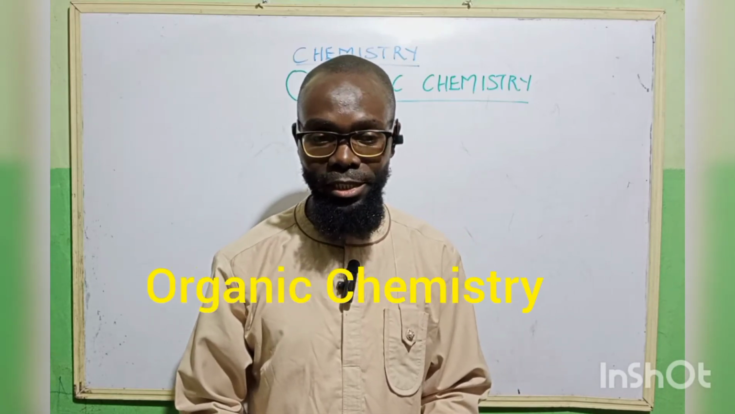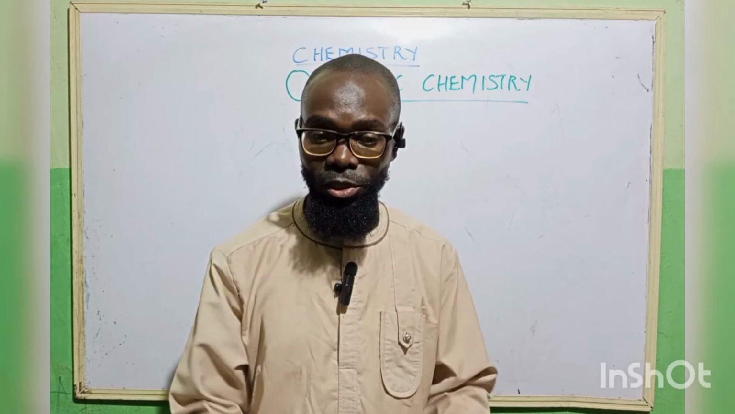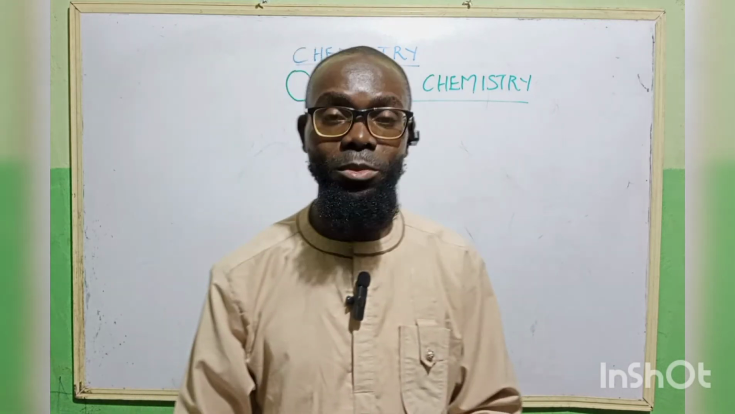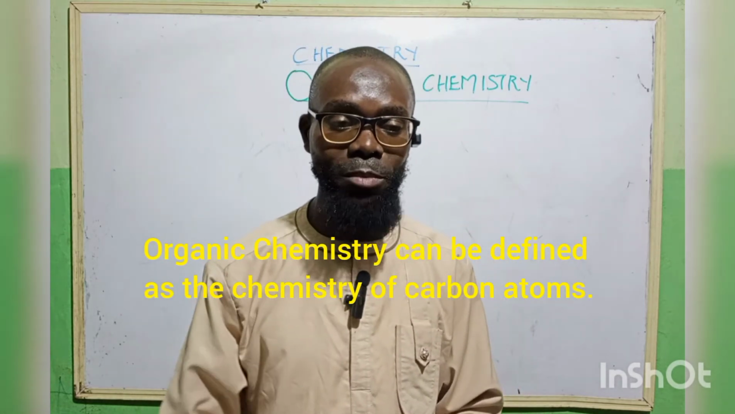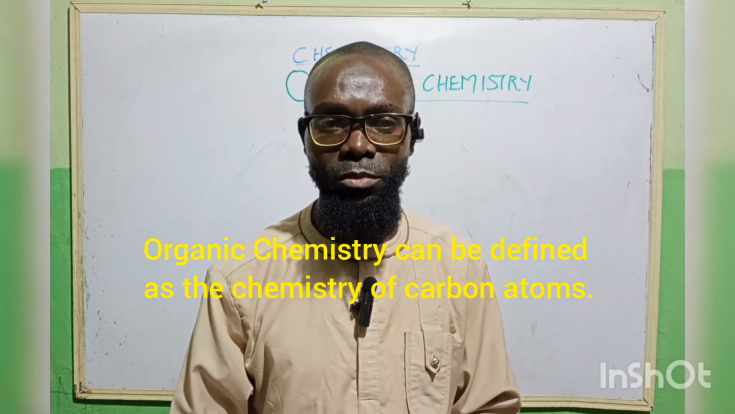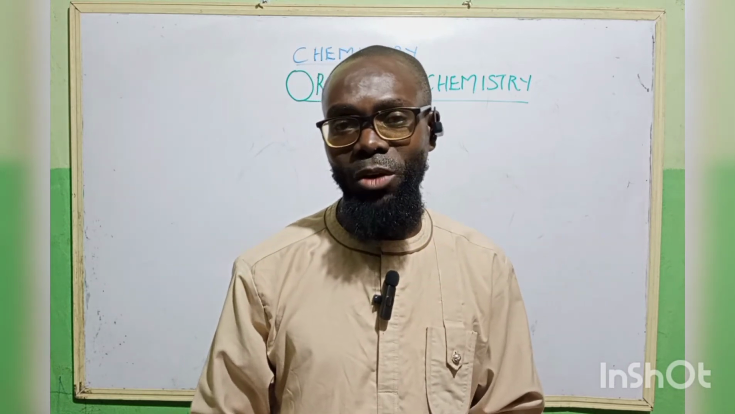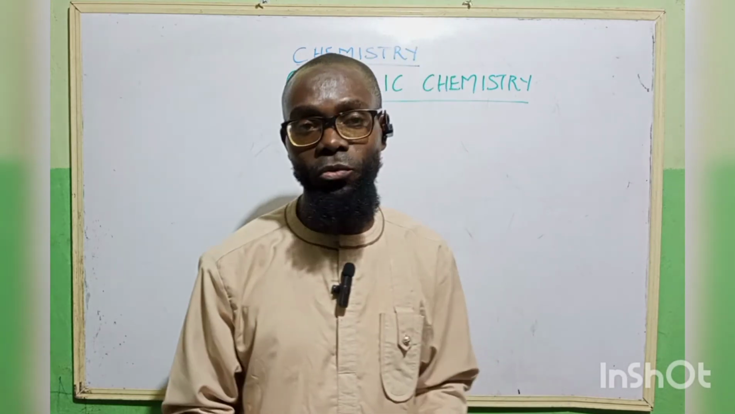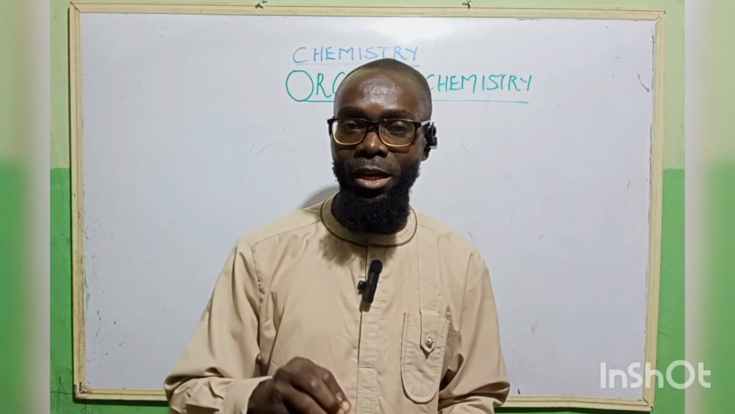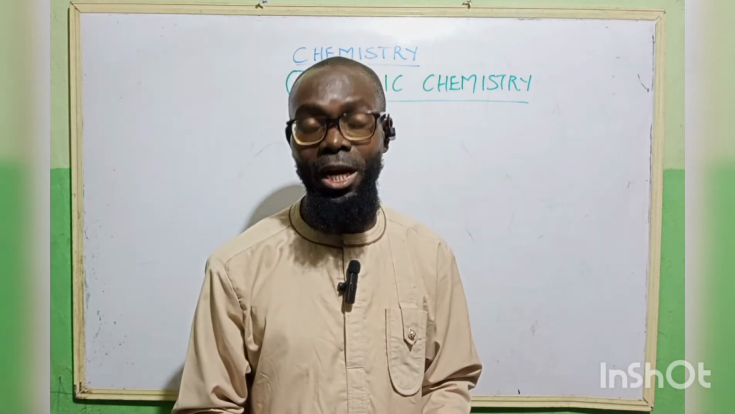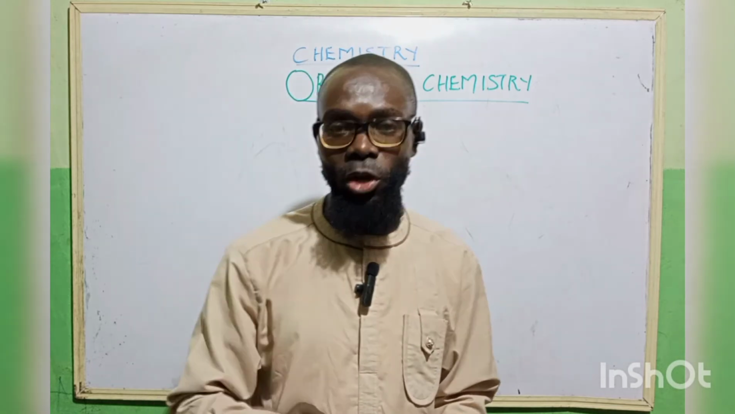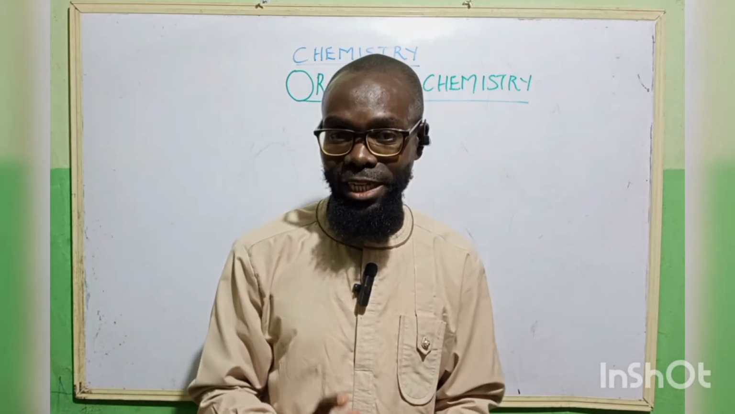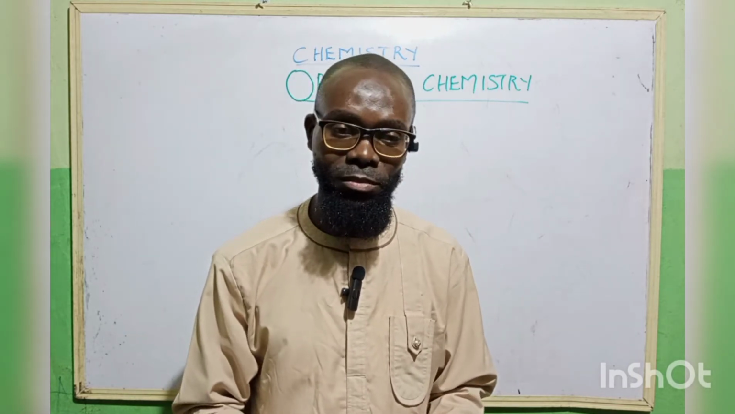Today we are going to be looking at organic chemistry in chemistry class. What is organic chemistry? Organic chemistry can be defined as the chemistry of carbon atoms. That is, we want to study the carbon atom. Out of all the elements in the periodic table, carbon is unique. And one of the reasons why carbon is unique is its ability to catenate, what we refer to as catenation.